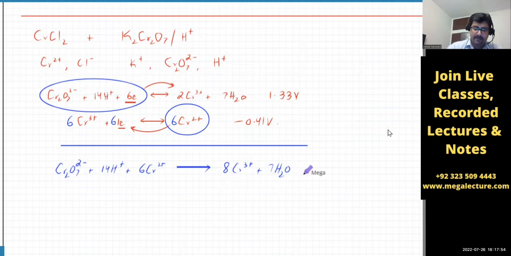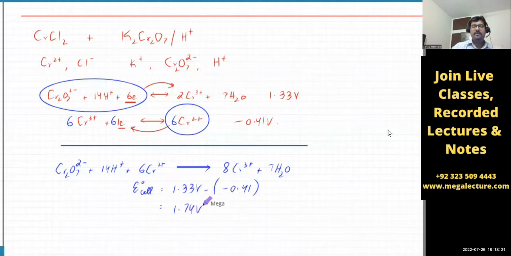And that's your reaction. And you can calculate the E0 cell. Once you do that, the E0 cell will be higher reduction potential minus lower potential, which is 1.33 minus minus 0.41. What does that come to? It's 1.74. Right, that's 1.74 volts. Okay, is this one clear?